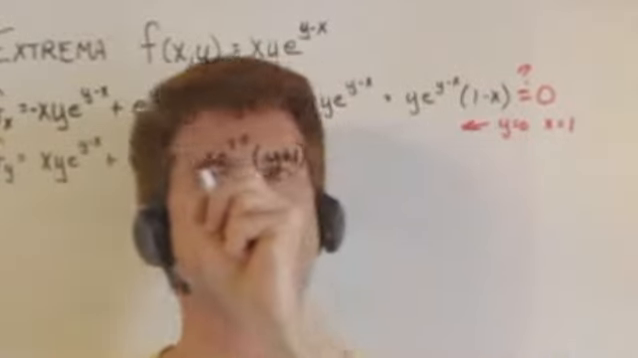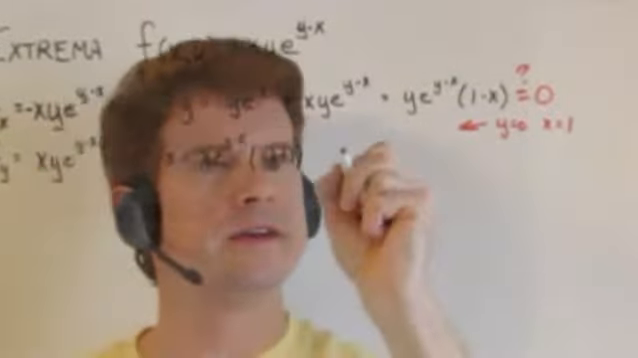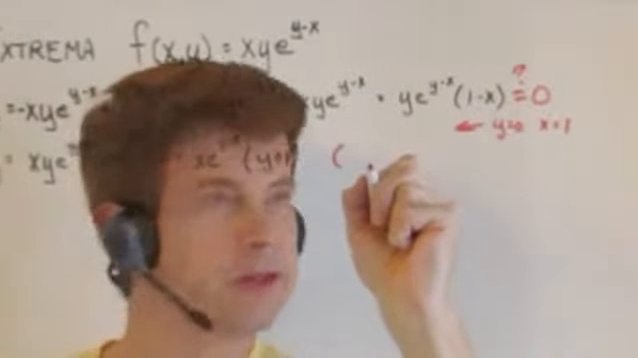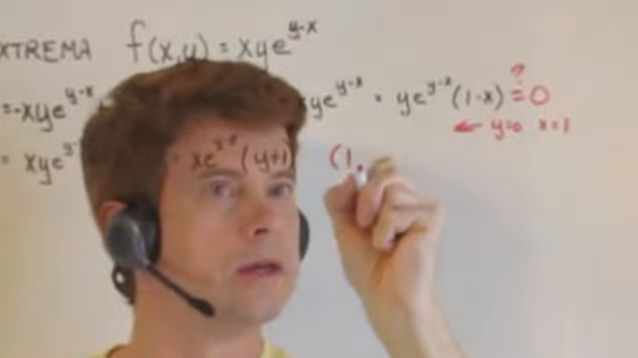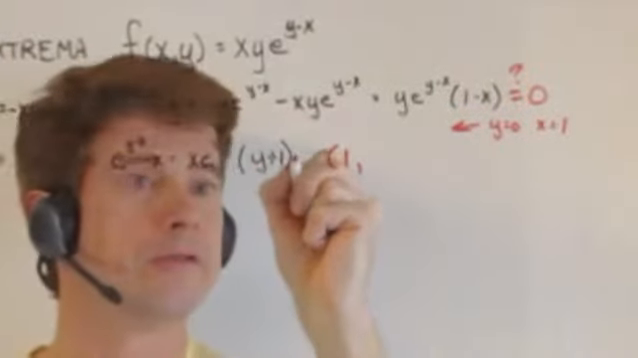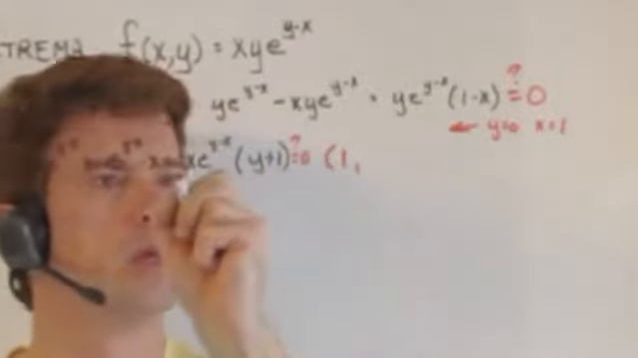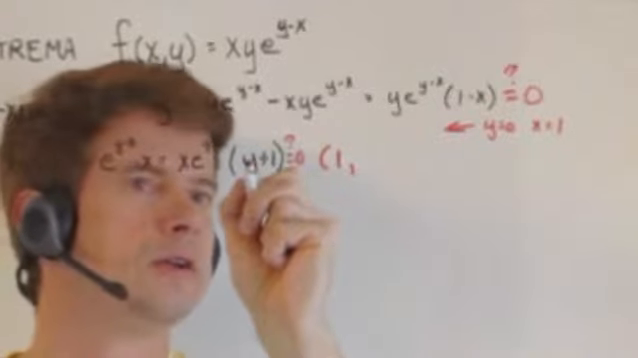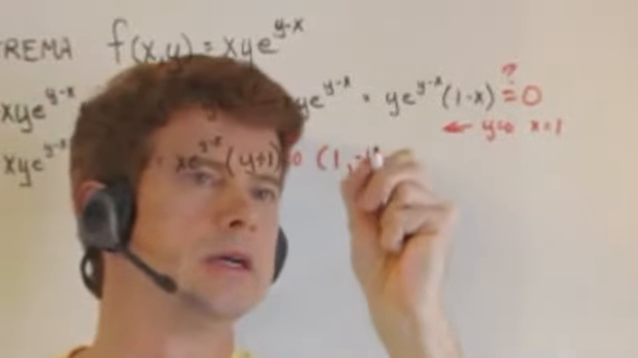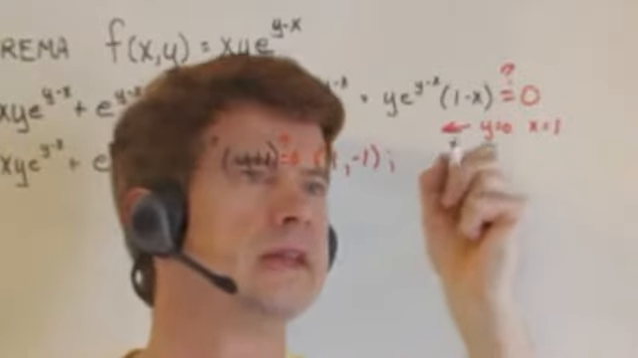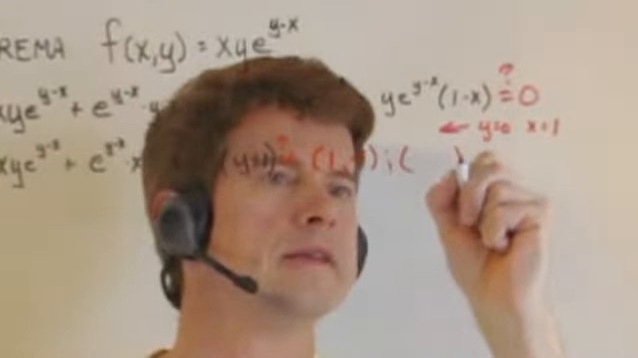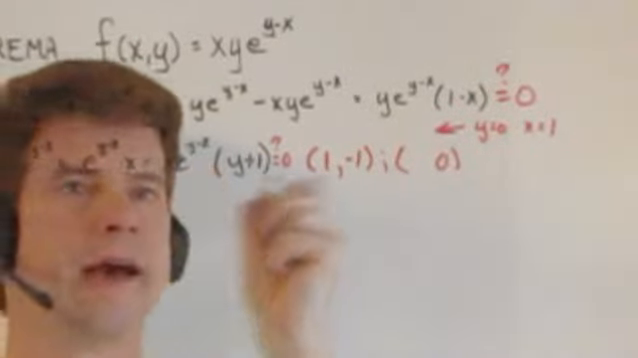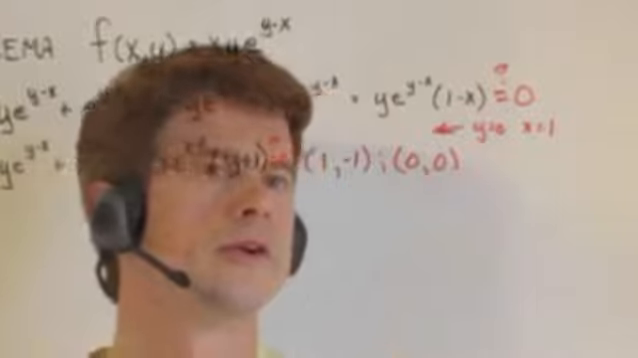So let's go ahead and plug these points in here and see what we can get for actual coordinates. Let's take first x equals 1. What would y have to be in order for this to be equal to 0? If x is 1, well, that's not going to be 0, so our y would have to be negative 1. So that's one of our critical points. And then the other, if y is equal to 0, well, that's not going to be 0, so x would have to be 0. So that's our other critical point.